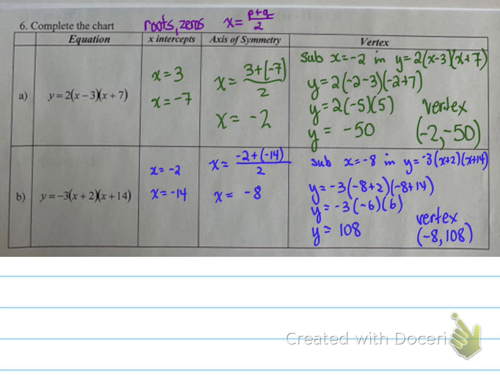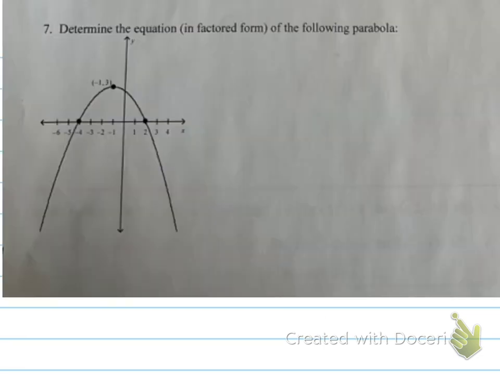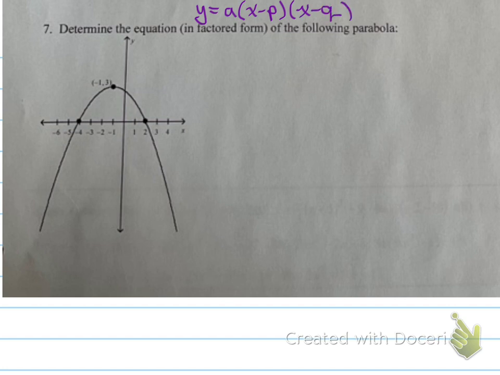All right, so moving on to the next part. Determine the equation in factored form of the following parabola. Remember that factored form in your notes. You will notice that it is y equals a, x minus p, x minus q. P and q are our roots. So one of these is p and one of these is q.